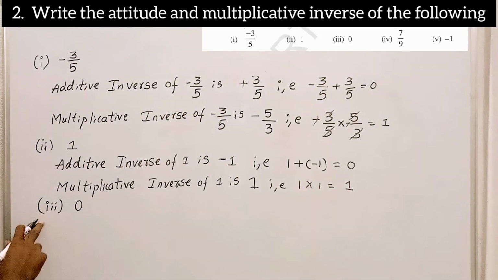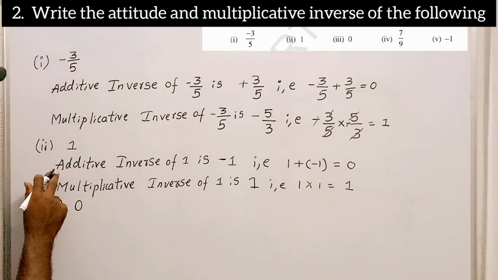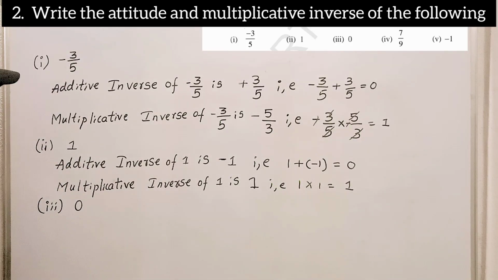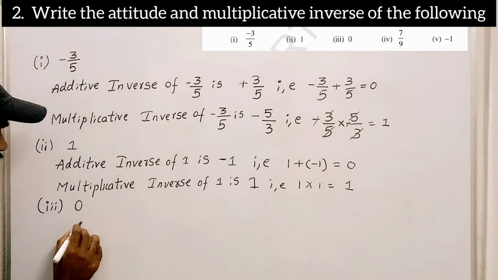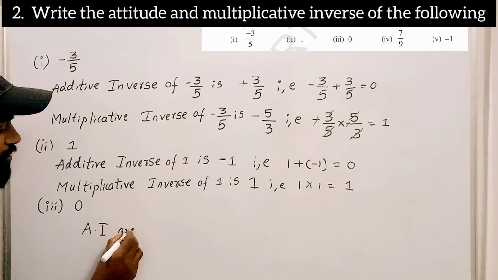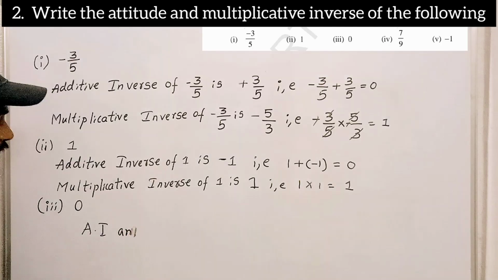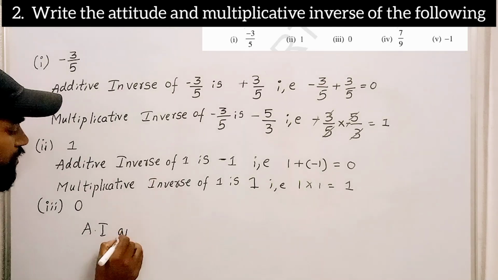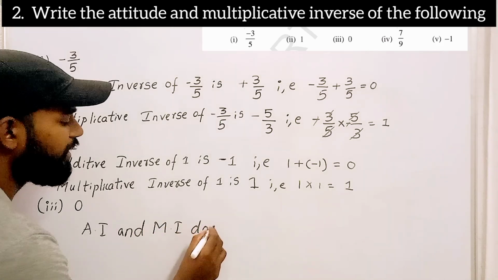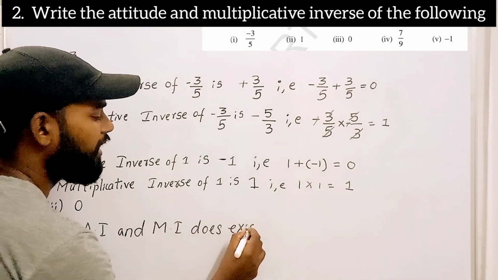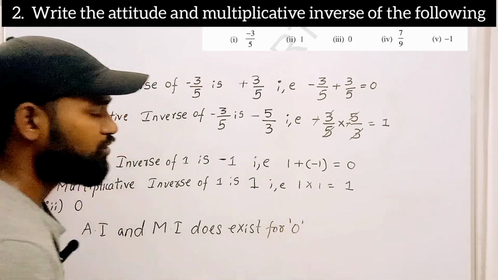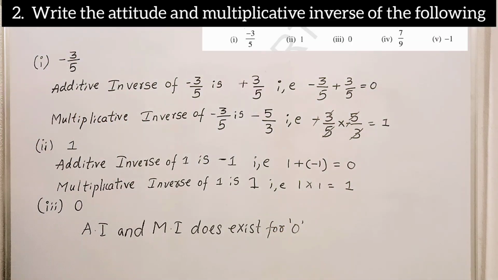Next question. Third question, 0. What is the additive inverse of 0? For the 0, there is no additive inverse and no multiplicative inverse. The additive inverse and the multiplicative inverse do not exist for 0. Okay. So next, moving to the next question.